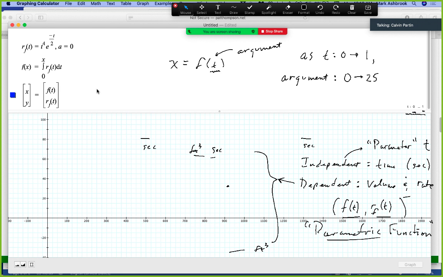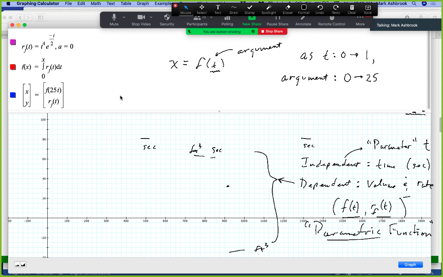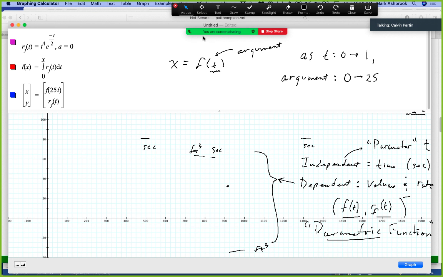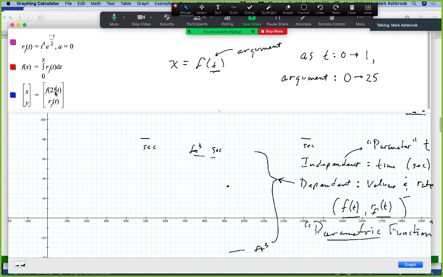Multiply the argument by 25. Yeah, so we do. No, we're not multiplying the argument. We're multiplying t by 25. Oh, we're changing the argument. Yeah, we're changing the argument, right? So now the argument becomes 25t.